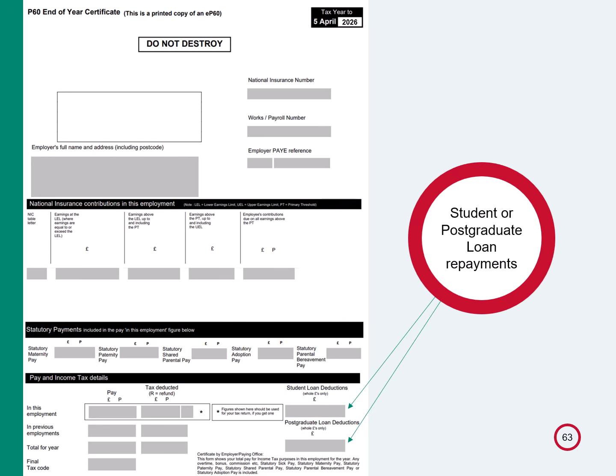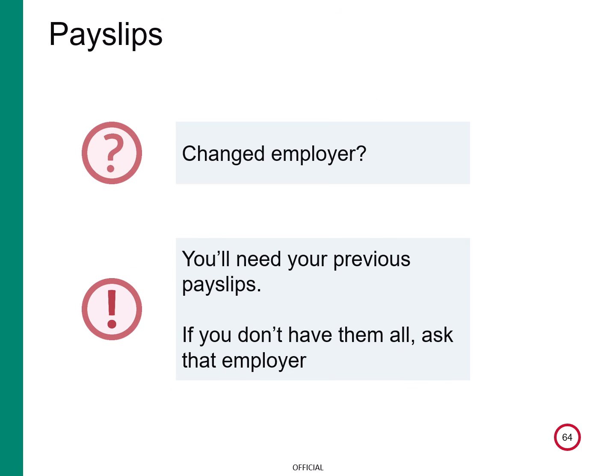You would find the amounts to show on your P60. If you changed employers during the year, the amounts will be on your pay slips from the earlier employer. If you don't have them all, contact that employer. There's a YouTube video in the Help About guidance for more information on what you need to show.